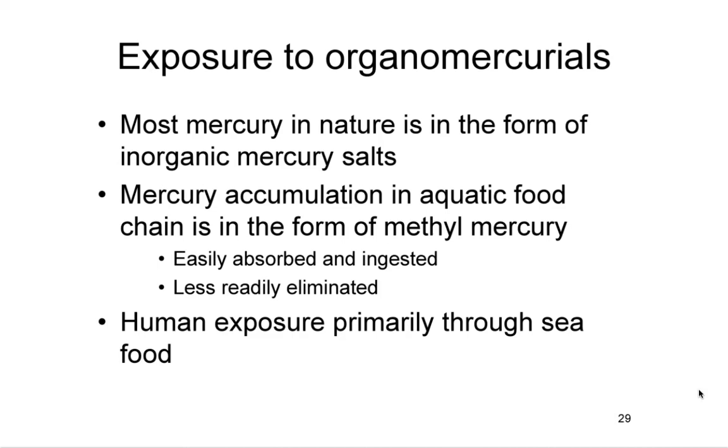Human exposure is primarily through seafood. As I mentioned earlier, mercury accumulates along the food chain. It accumulates in small organisms. The small organisms are eaten by larger organisms, and so on along the food chain. And hence, the largest organisms, the largest fish, contain the largest amount of mercury of all.